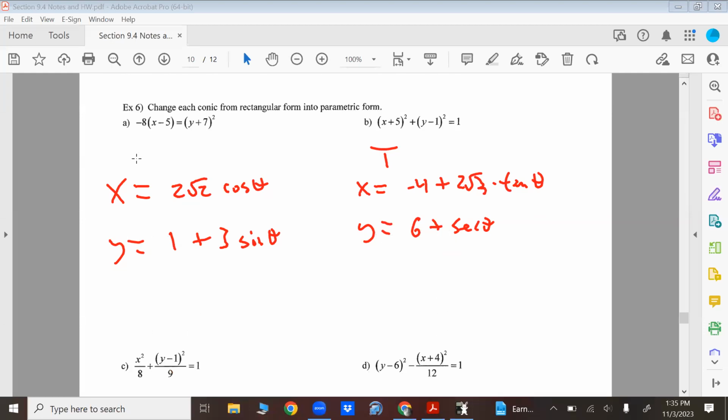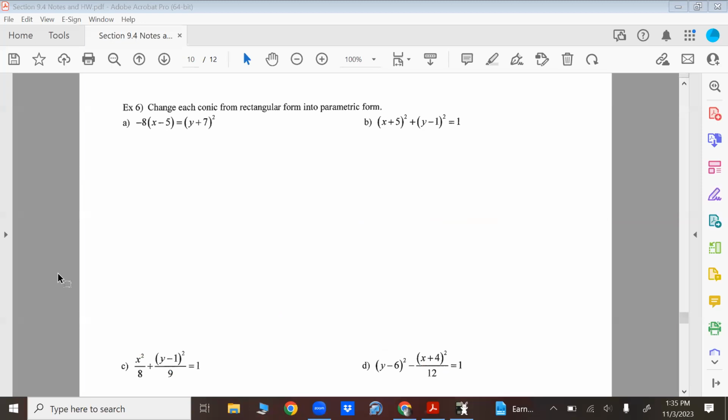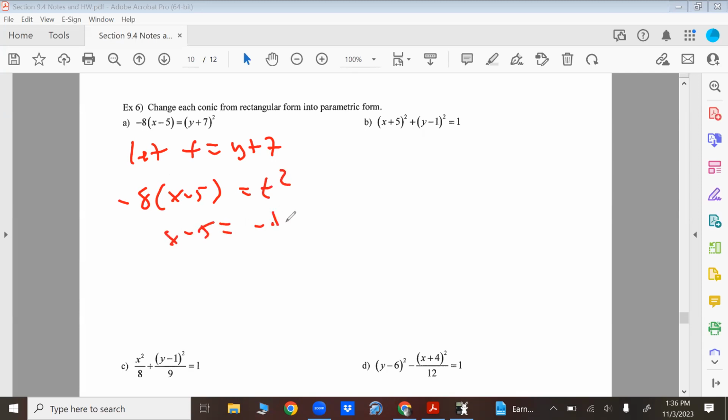And then lastly, for number 6, part A, for parametric, we're going to let t or theta, whatever you want to use. We'll use t, I suppose, equal whatever the squared expression is, y plus 7. So you have negative 8 times x minus 5 equals t squared. So x minus 5 equals negative 1/8 t squared. x will be 5 minus 1/8 t squared.